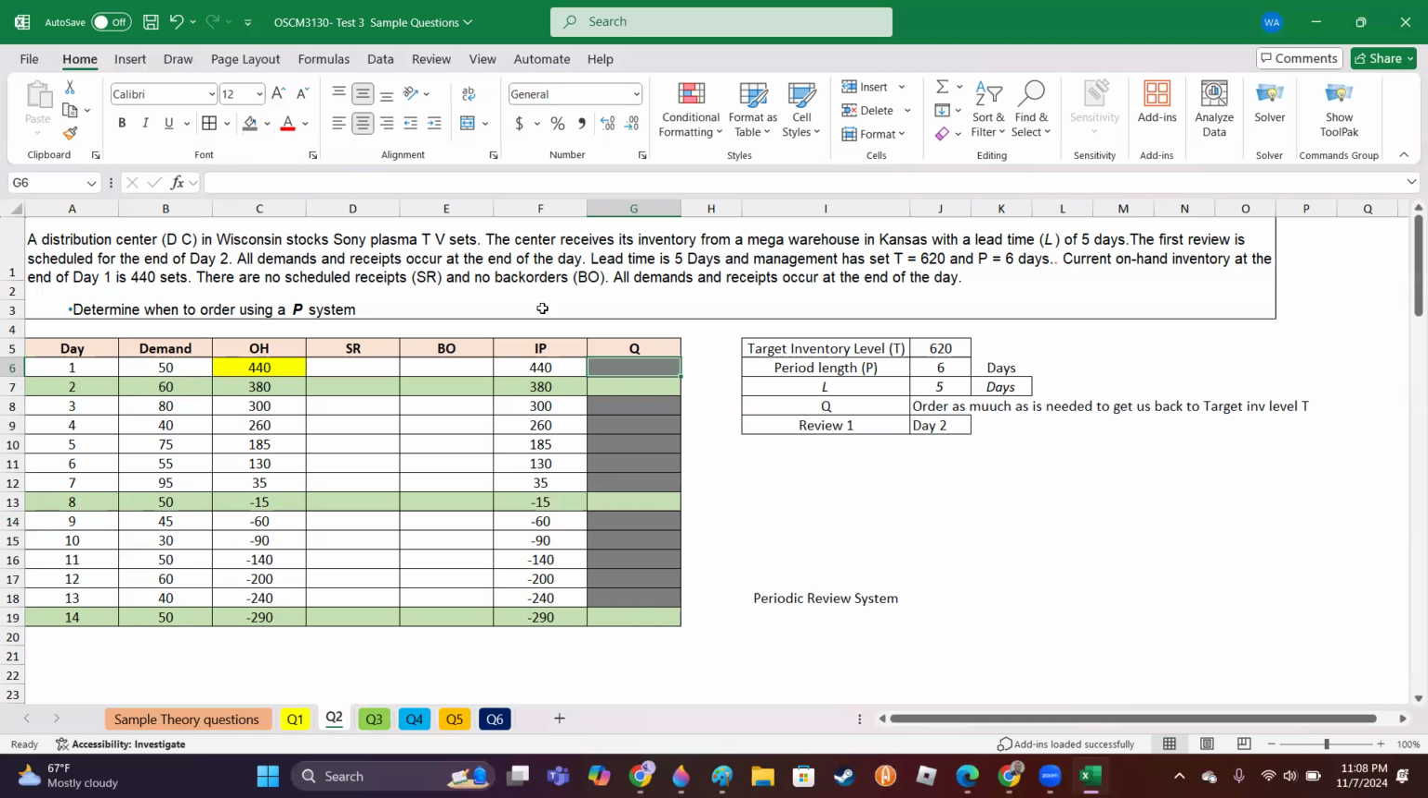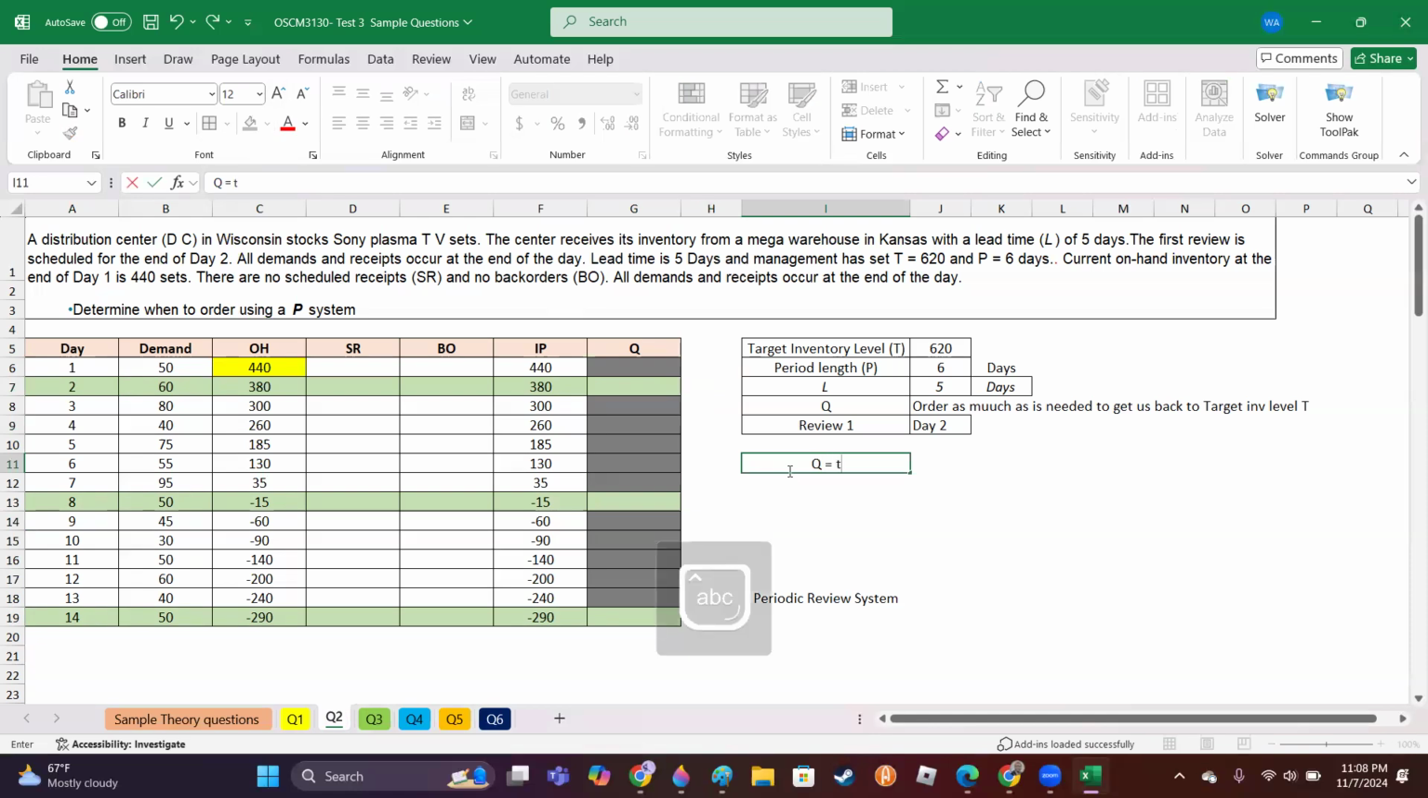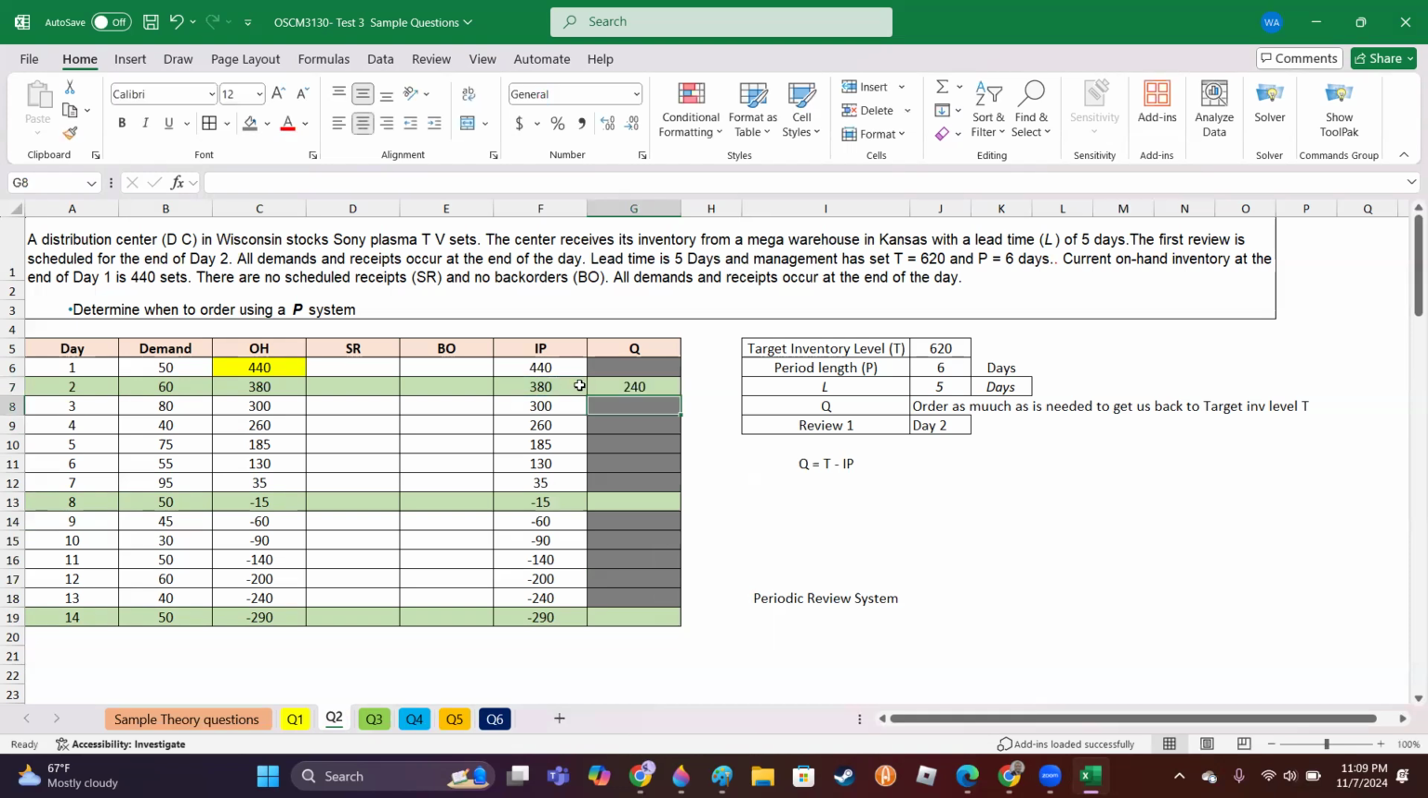So we're only going to be focused on how much we buy on day 2, day 8, and day 14. Keep in mind that as you're doing this calculation, your Q value will be a function of your target inventory level minus your inventory position. Our target inventory was 620 from the information provided in the question, minus your inventory position on day 2, which is 380. So we are placing an order for 240 units.